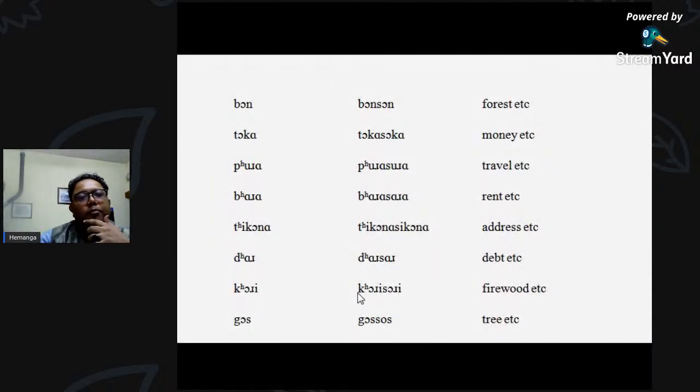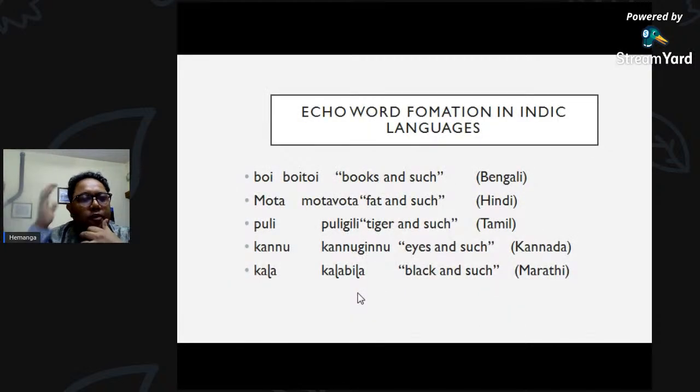Let's see the example. If I say bon, then in the reduplicant process, you can say bon son. You can say kam sam, toka soka, pura sura, bhara sara, thikona sikona, Dharsar, Hori Sori, Gos Sauce. In most of the examples you can say the default reduplicant is Sa. This process also satisfies some kind of universal markedness principle, because coronals are always unmarked. So coronal segments are unmarked segments in world languages.